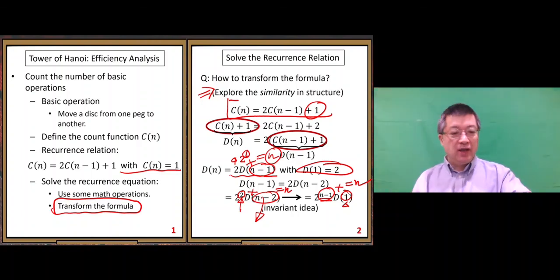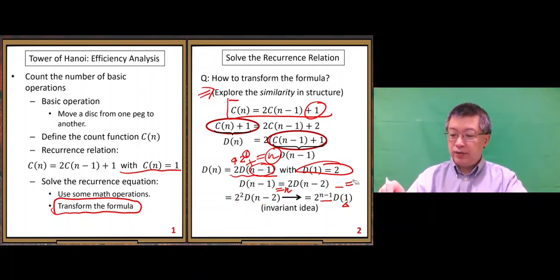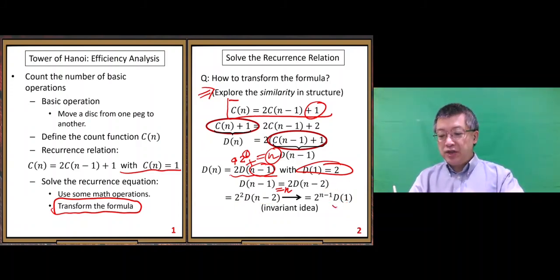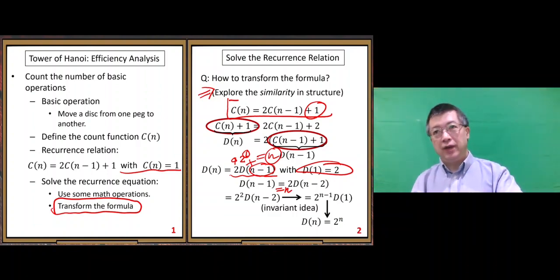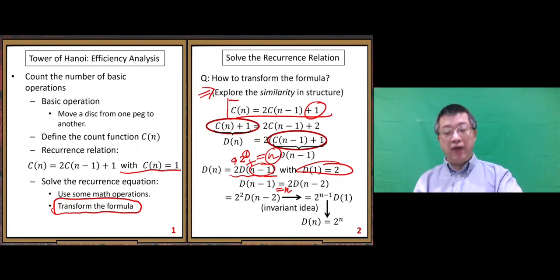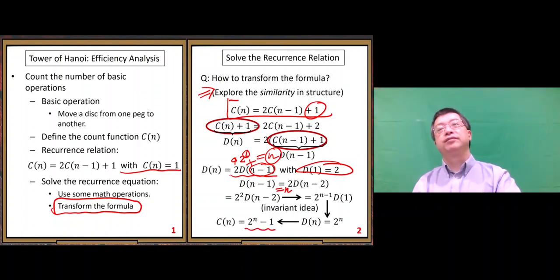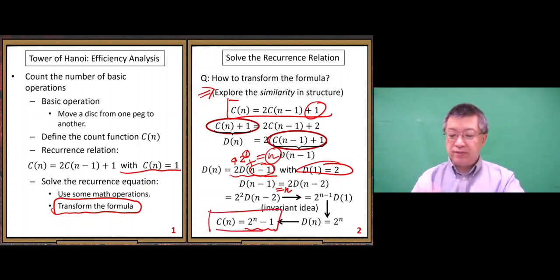All right. At the end, to summarize the final result, because this number is 2, 2 times 2 to the n minus 1 power, you get 2 to the nth power. D of n equals 2 to the n. Then we need to go back to C of n, so C of n equals 2 to the n minus 1. All right, so that is the final answer.